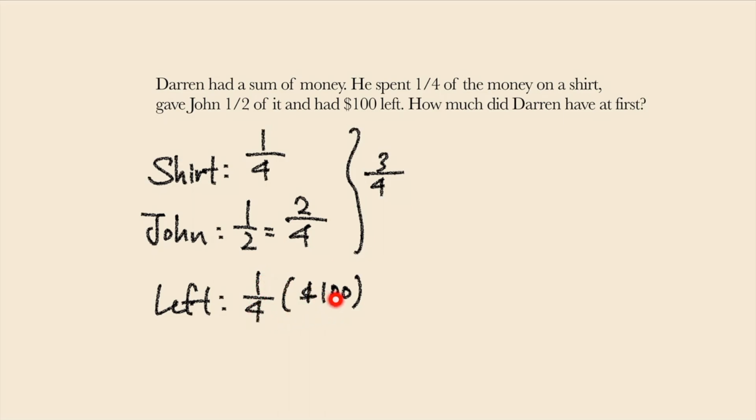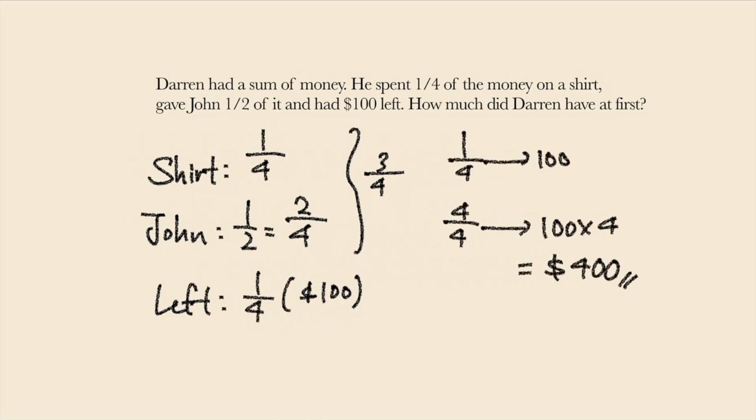So 1 unit is therefore 100 actual dollars. 1 unit, $1. Sorry, $100. How much did Darren have at first, which means we're interested in the total, one whole, which is 4 units. So 100 times 4 gets us $400.